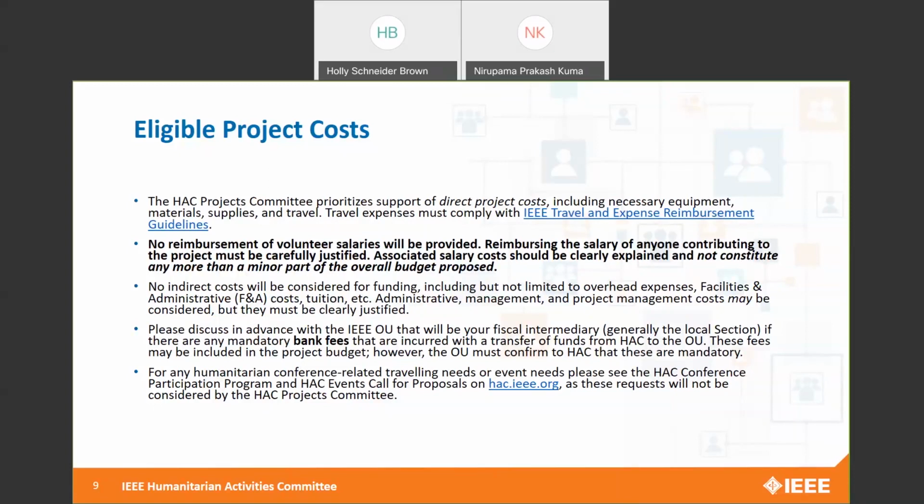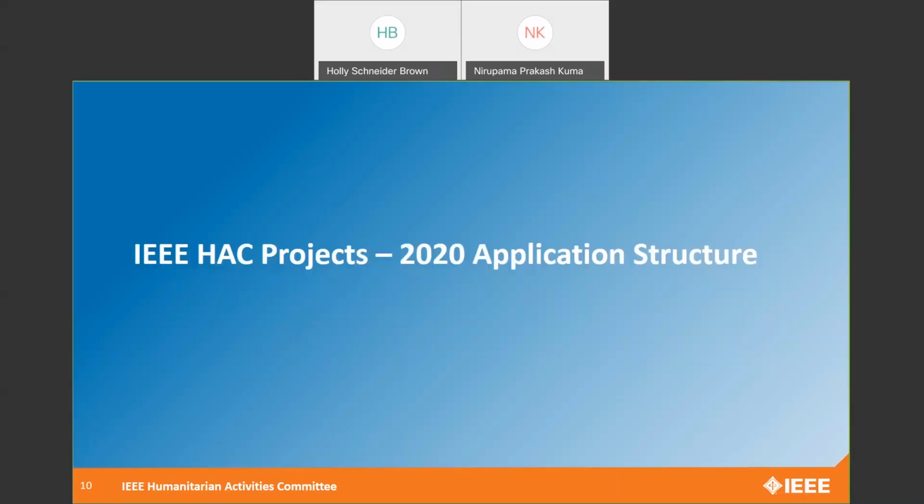They have their own budget, they have their own rules. Projects Committee strictly looks at only project proposals. We don't look at event proposals and workshop proposals, etc. Next slide, please, Ollie. Yeah, I'll quickly go through the application structure.